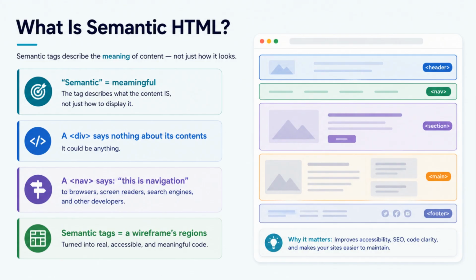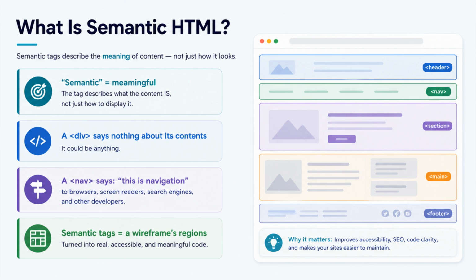Semantic means meaningful. A semantic tag describes what its content actually is, not just how it should display. Contrast the 2 examples on the slide. A div, short for division, just a generic content container, tells the browser nothing. It could be a nav menu, a footer, an ad, anything.